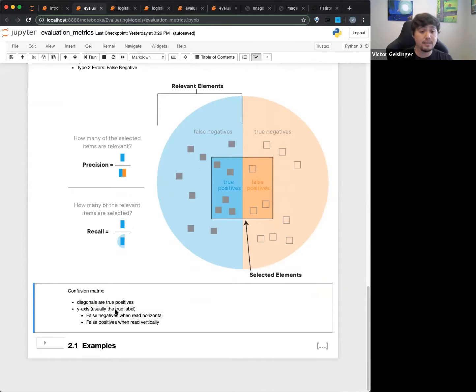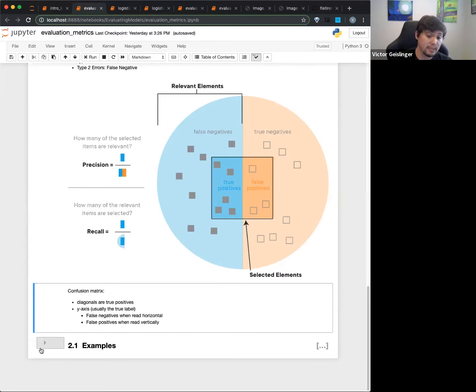The y-axis usually is the true label. Note that this is going to represent what the actual label is. And then if you read across, we can say what the false negatives are, so the ones that are not along the diagonal. And then reading vertically, we can see the false positives and the things that are off diagonal.